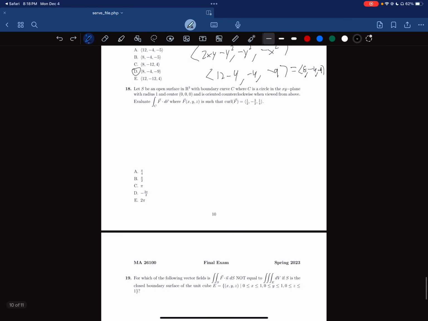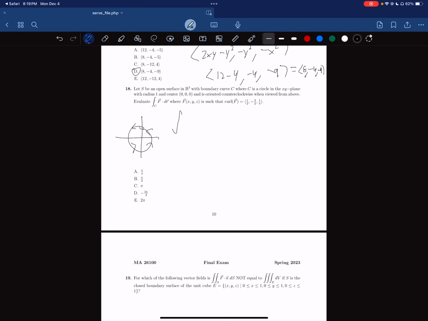Nice. Okay, question 18: let S be an open surface in R3 with boundary curve C, where C is a circle in the xy plane with radius 1 and is oriented counterclockwise when viewed from above. Evaluate the integral over C of F dot dr, where F of x, y, z is such that curl F is given by 1/2, negative 3/2, 1/4. Okay, so it's our classic Stokes Theorem problem.